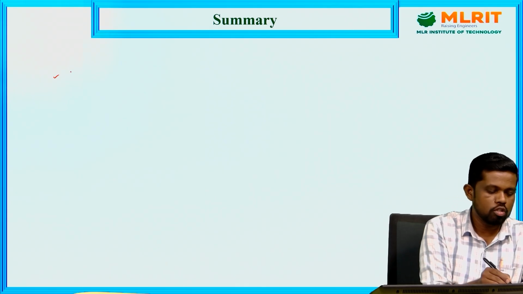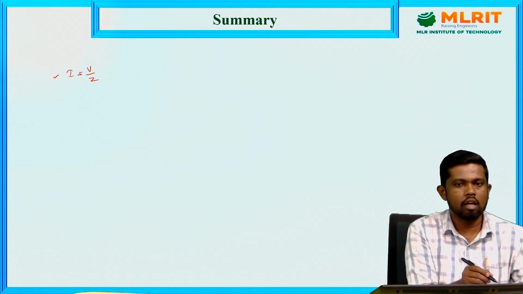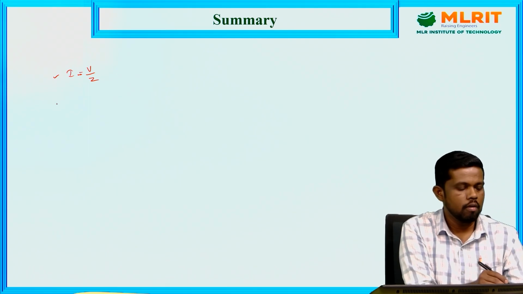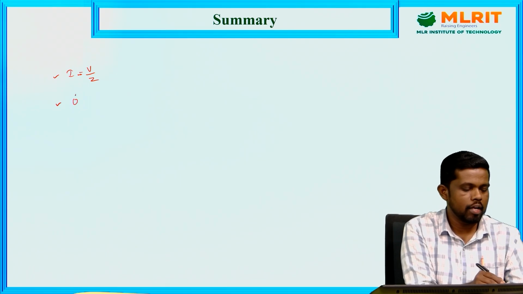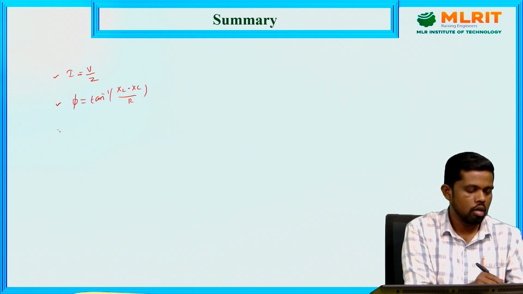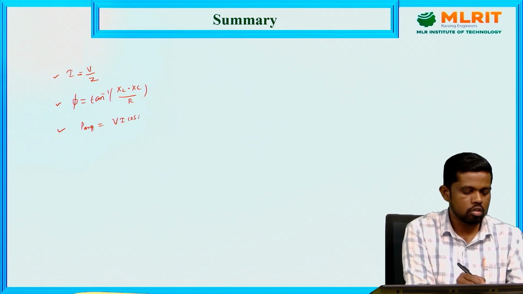How much current is given by the network, that is I equal to V by Z. We have applied some voltage, and based on that some amount of resultant current is circulating. Based on this, we also got the phase angle of the network, that is tan inverse of XL minus XC upon R. Then we also found the average power taken by the network, that is VI cos phi, which is the resistive power only.